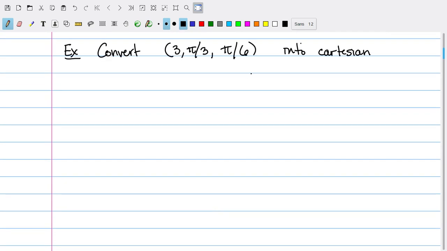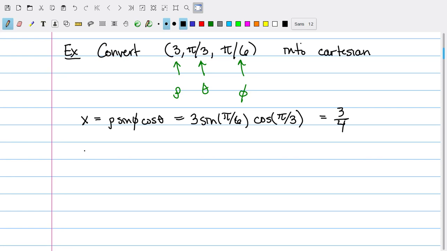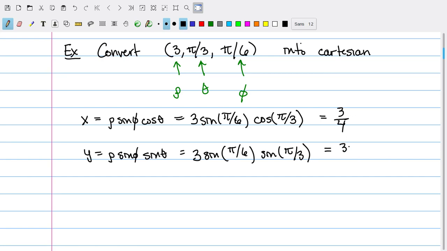Let's try to convert the point 3, pi over 3, pi over 6 from spherical coordinates into Cartesian coordinates. Here remember that the first entry is rho, the second entry is theta, and the third entry is phi. Our x value is then given by rho sine of phi cosine of theta, which is 3 over 4. Y is given by rho times sine of phi times sine of theta, which is going to be 3 times sine of pi over 6 times sine of pi over 3, which is 3 root 3 over 4.